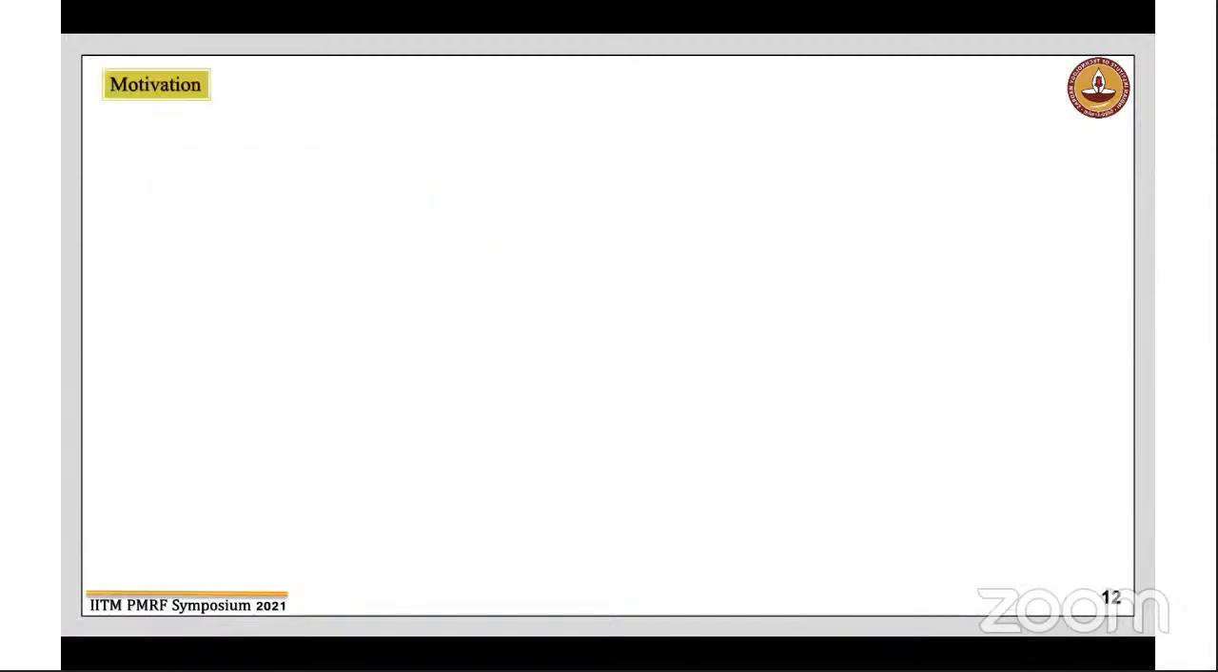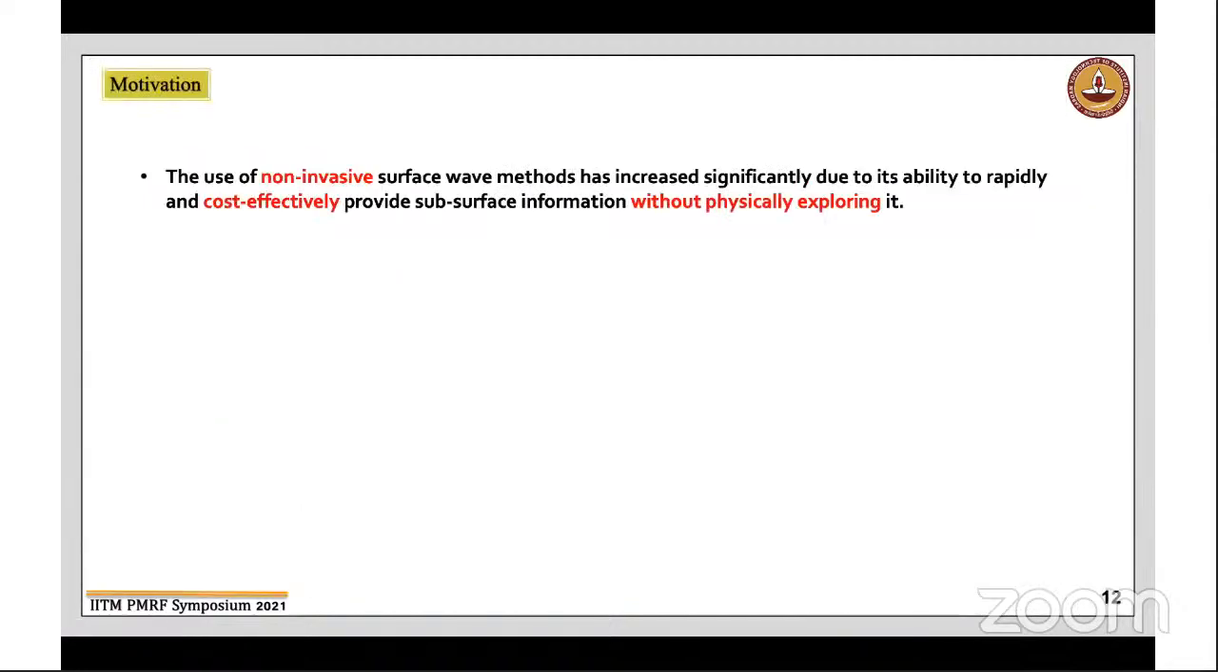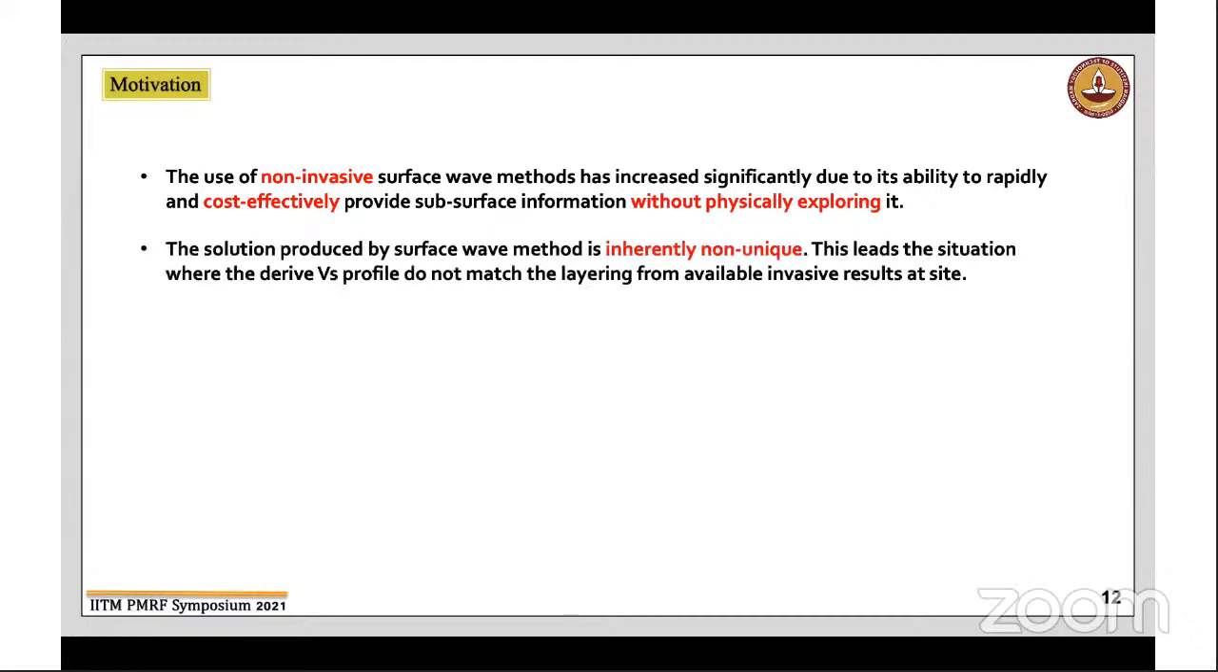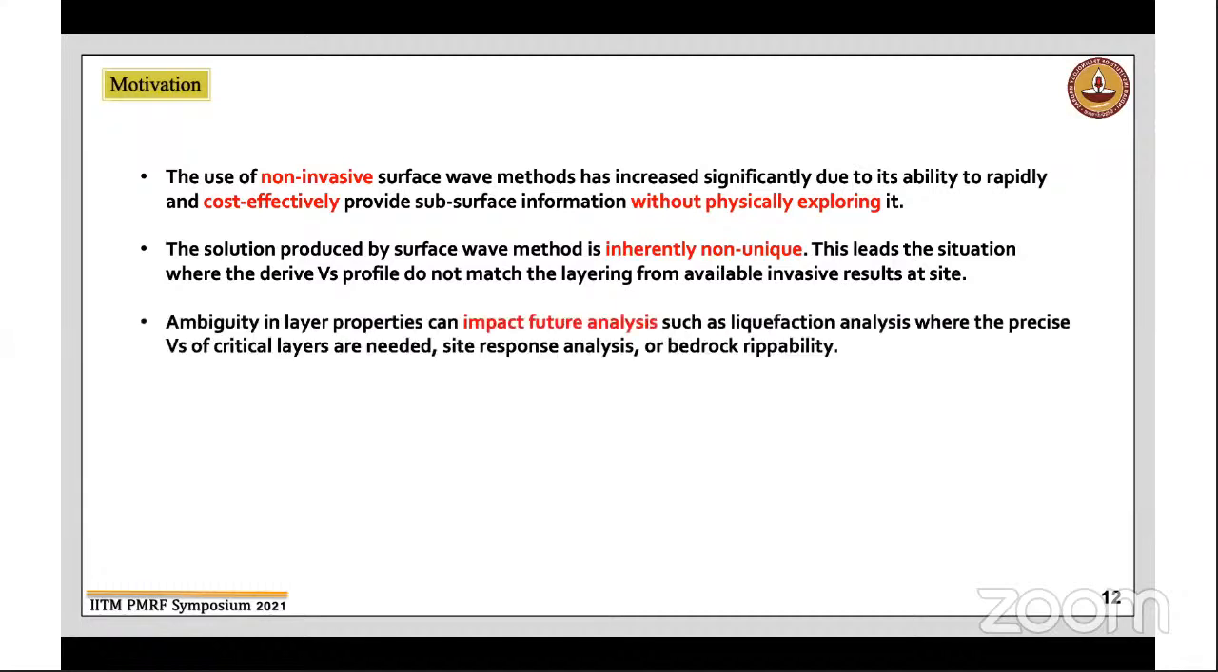Now, the motivation behind this work. The main attraction of the surface wave analysis is that it is non-invasive, time efficient, and environment friendly. It provides us the subsurface information without physically exploiting it. But the main problem is the inverse analysis is ill-posed, and the solution it provides is inherently non-unique. This leads to situations where sometimes in the field, the predicted solution does not match with the actual profile. This ambiguity in the VS profile impacts the subsequent analysis.